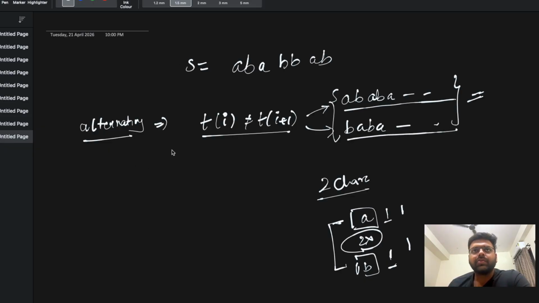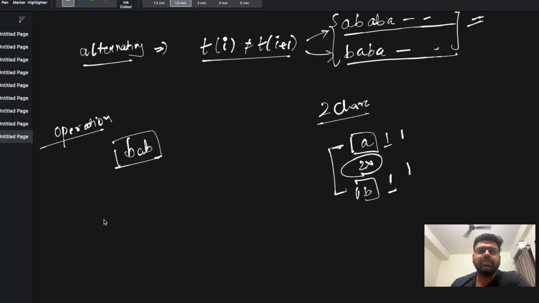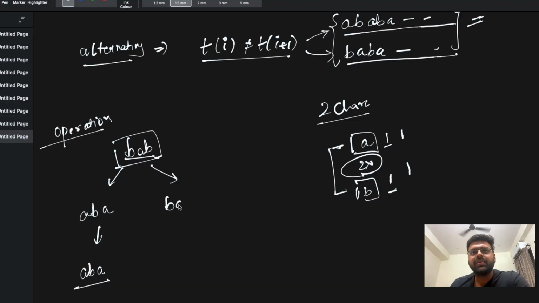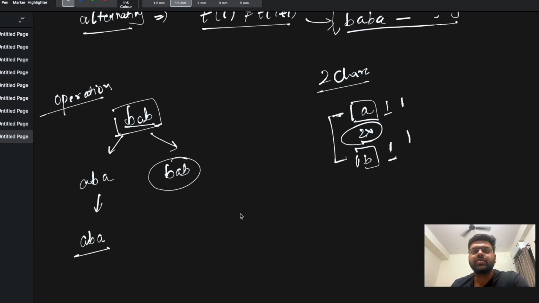Now the problem statement defines an operation. What do they mean by an operation? Let's suppose we take a particular substring, BAB. We can either alter it, changing B to A and A to B, and then reverse it, or we could not alter the string and simply reverse it. By a combination of these two, our string would be ABAB.